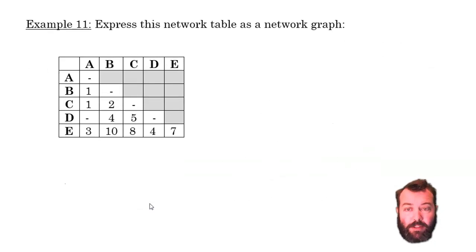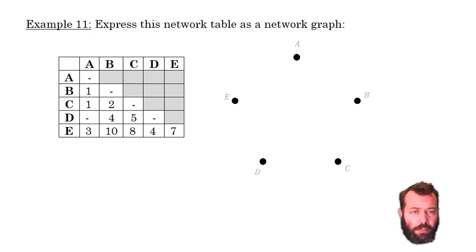So here's an example. This time I have 5 vertices, and we're asked to represent this table as a graph. So I start with my 5 vertices. I've laid them out here sort of equally spaced apart. That's a good approach typically. And then I will label them A, B, C, D, E. It'll get pretty messy, pretty confusing if you don't do that.